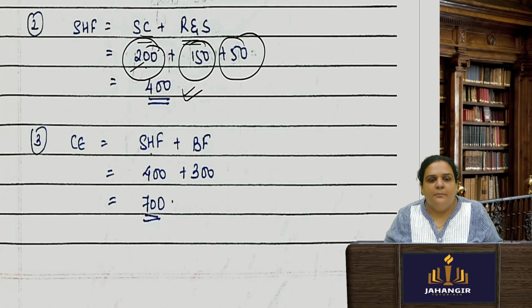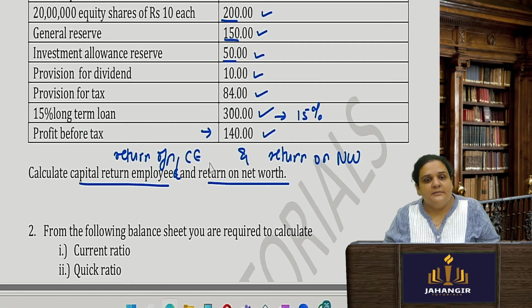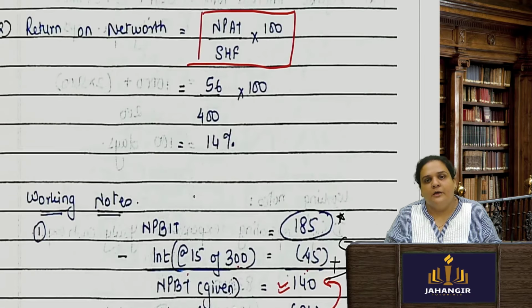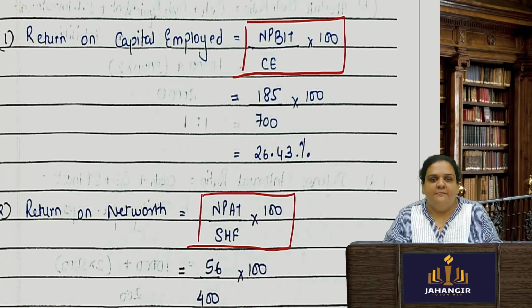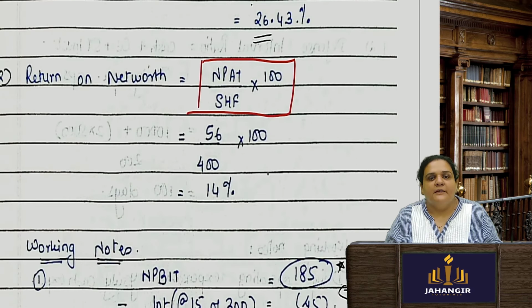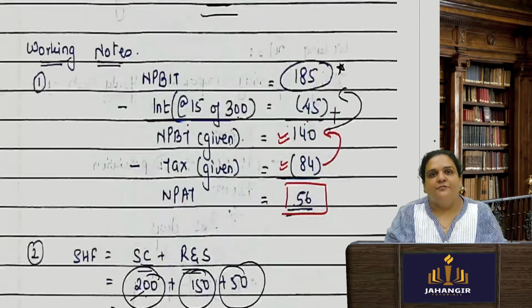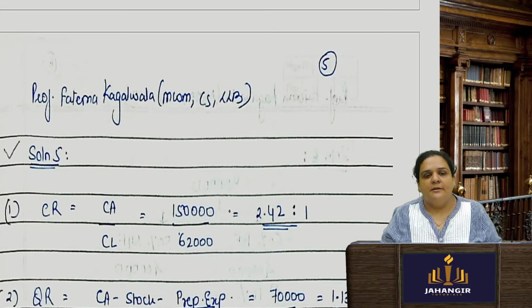And capital employed will be your shareholders funds plus your borrowed funds. Borrowed funds is only this 300. Shareholders funds we just calculated, 400 plus 300, 700. All my figures which I have to put, now I have. NPBIT 185 upon 700 capital employed, percentage will be 26.43. Net profit after tax, they have given me 56, upon shareholders funds we calculated, into 100, 14%. Such an interesting and easy sum, and this type of sums are 5 marks. You will not take more than 3 minutes to solve this.